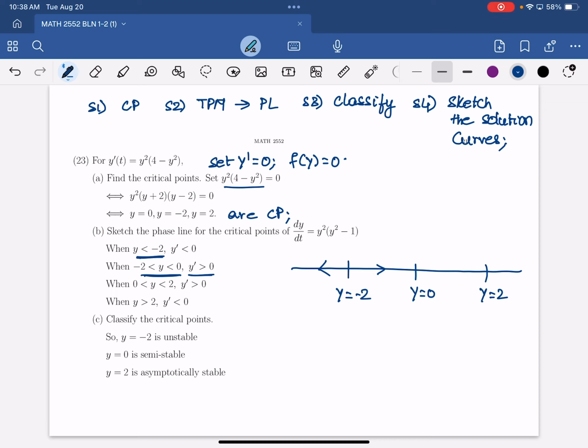Is there anyone who wants to see the computation, or are you comfortable with me skipping it? You want the computation? No, you're fine. Okay.